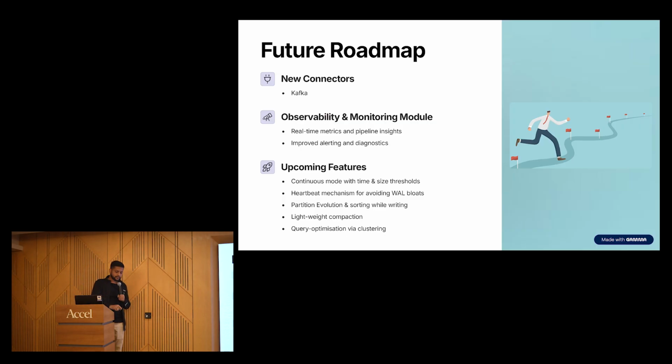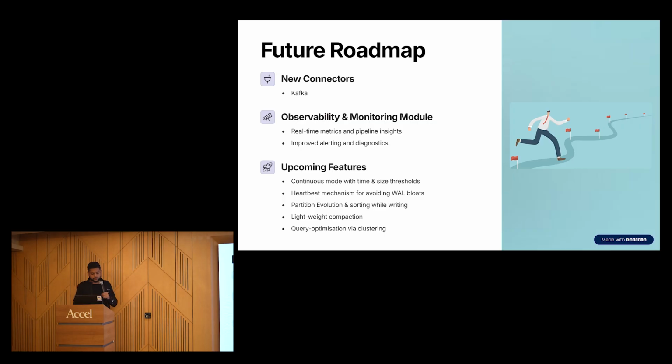Then there is lightweight compaction, which I just talked about. And then there is query optimization via clustering, right? Clustering is another technique on the Iceberg side. If you do clustering and you have data which is not time series kind of data, say you're an e-commerce company which gets most of your data in the last 4 months of the year, for them clustering works really well. It distributes the data into proper clusters so that it's faster. So that is the future roadmap that we have.